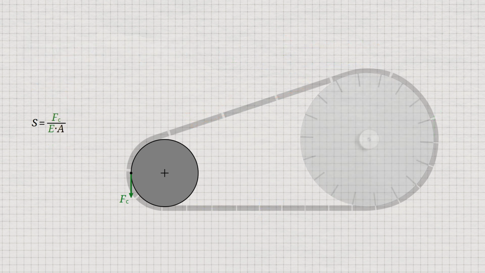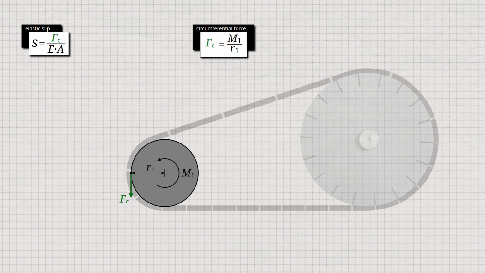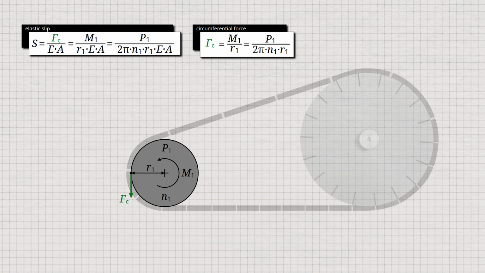The higher the circumferential forces transmitted and the more elastic the belt, the greater the elastic slip, as this leads to greater elongations. It should be noted that the lower the modulus of elasticity of the belt material, the greater the elasticity. As already explained in detail in the video on the basics of power transmission, the circumferential force to be transmitted can be determined from the torque M1 and the radius R1 of the drive pulley as indicated. The circumferential force to be transmitted can also be determined from the drive power P1 and the rotational speed N1 of the input pulley as shown. The formulas given therefore also apply for calculating the elastic slip.